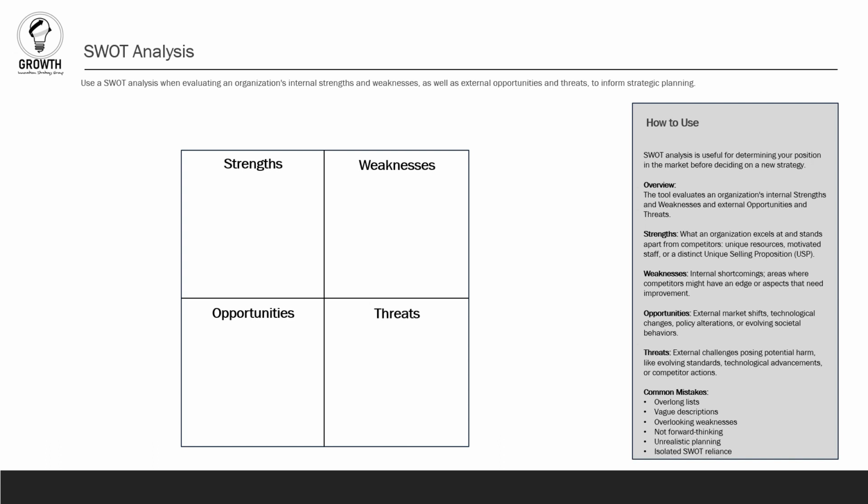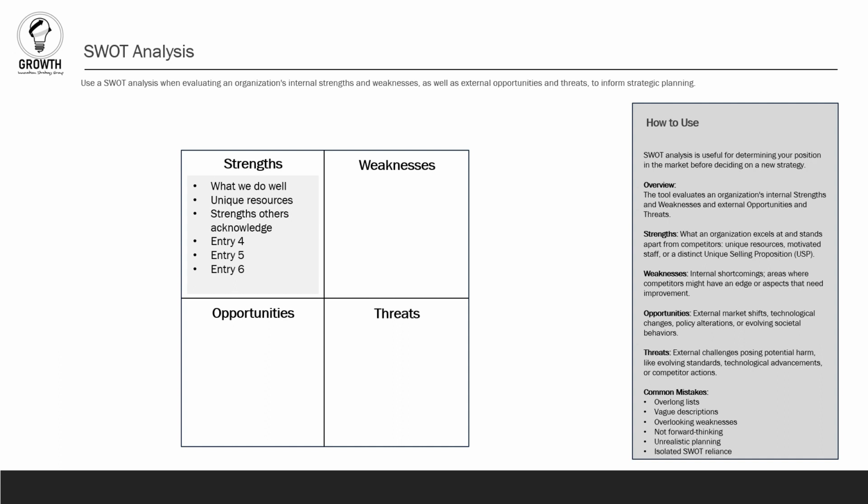How do you do it? By synthesizing the insights gained in earlier steps. You're going to start by reviewing the findings from your Porter's 5 forces and value chain analyses. This review will provide a foundation for identifying internal strengths and weaknesses from the value chain analysis and external opportunities and threats from the 5 forces analysis.